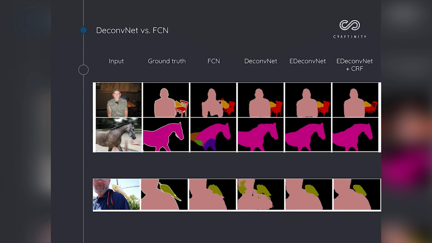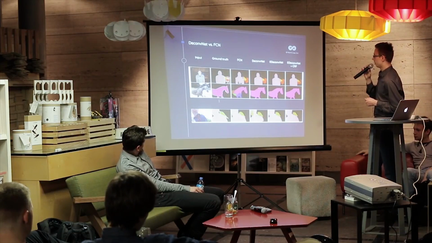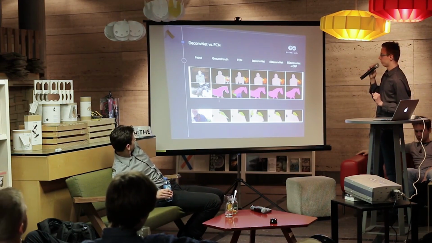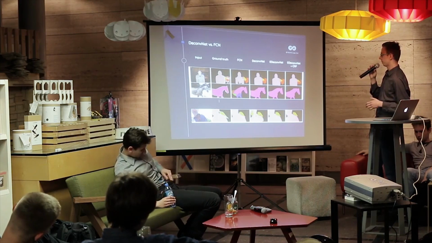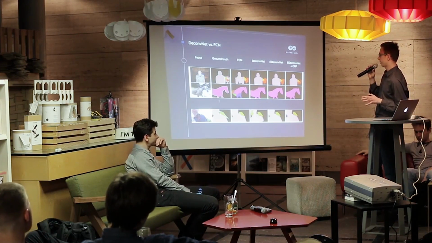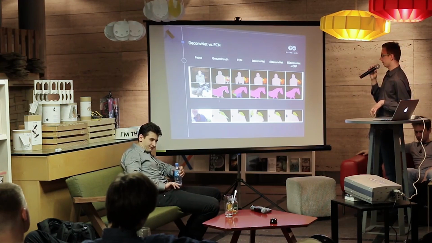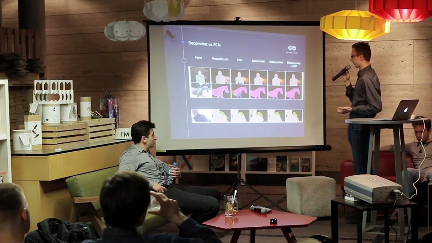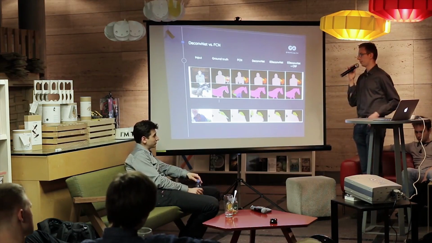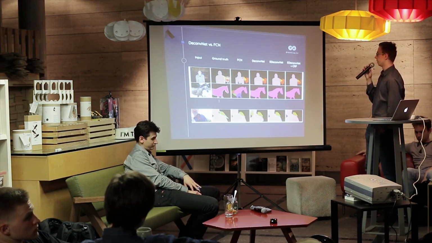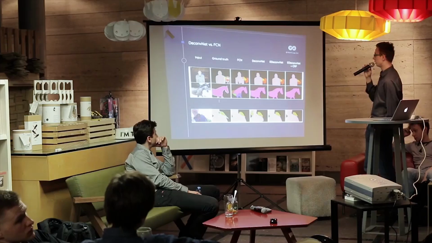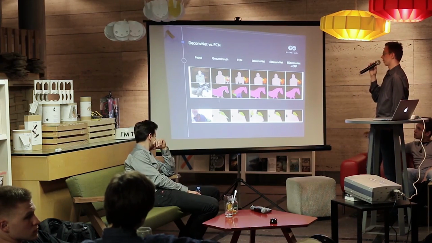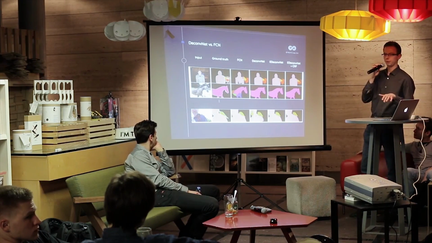So how does deconvnet compare with the fully convolutional neural net? The first two rows are examples where deconvnet is better or even much better than the fully convolutional neural net, but it also happens, like in the bottom row, that it's actually worse. From the left, we have the input image, the ground truth, the result from the fully convolutional neural net, then the result from the deconvolutional neural net, the one with VGG upside down.